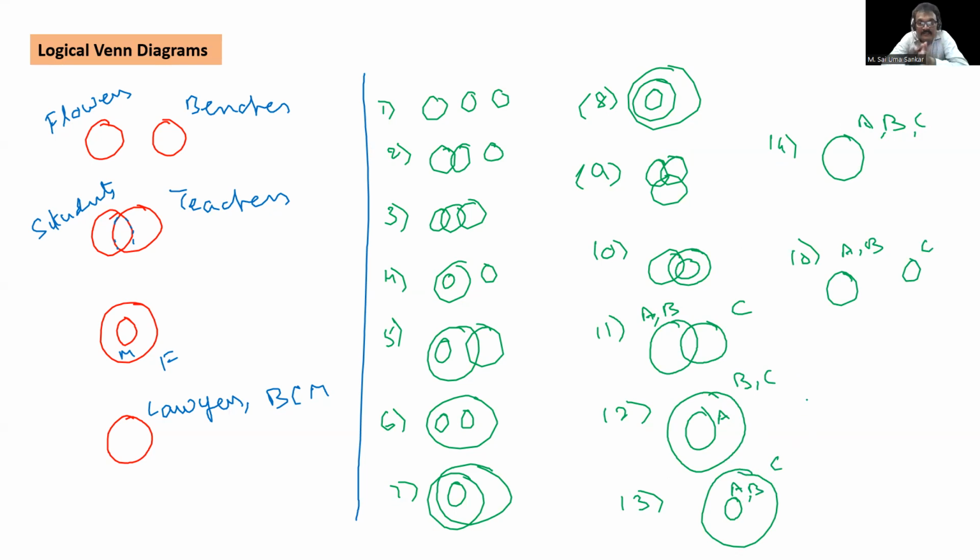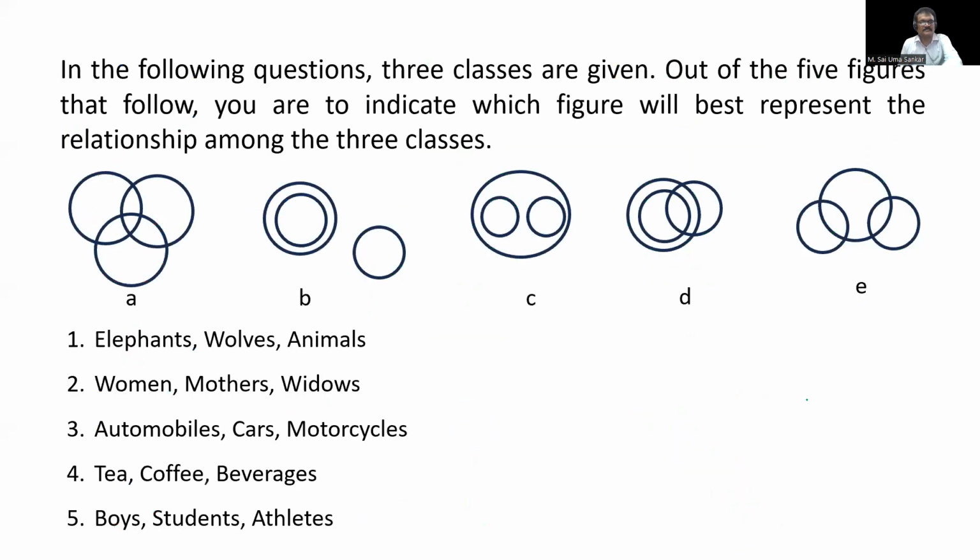Based on these Venn diagrams, we need to identify which diagram is suitable for which relation. That's what we require. This is the logical Venn diagram, purely based on logic only. Now, go to the first question.